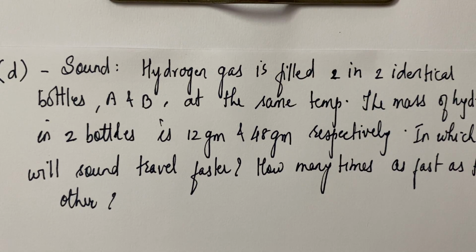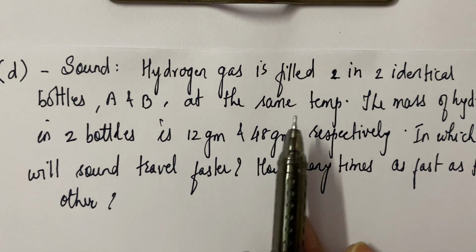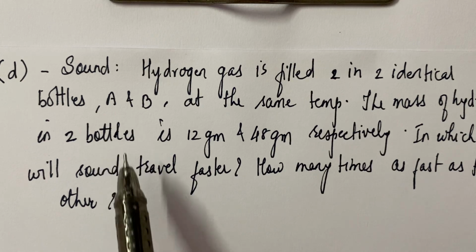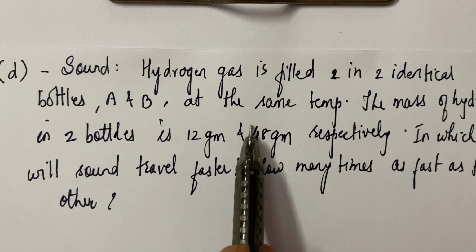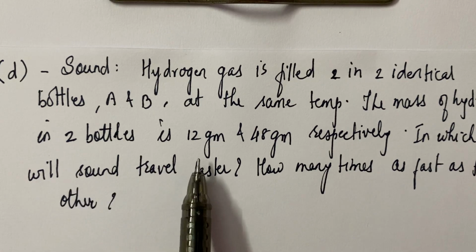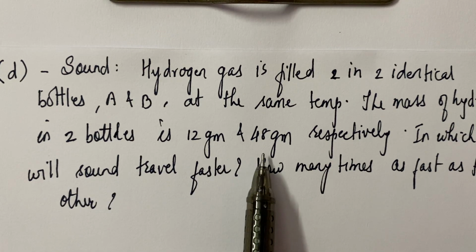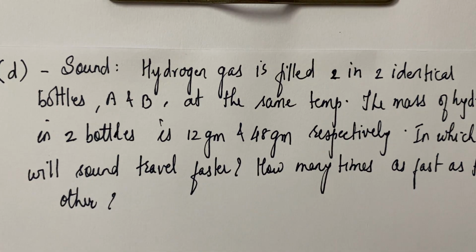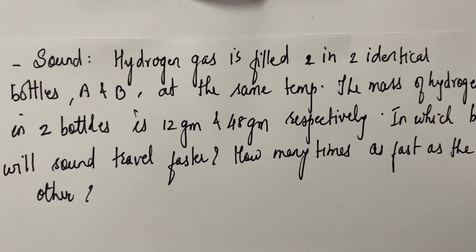Now in this sum of sound, hydrogen gas is filled in two identical bottles at the same temperature. Temperature is the same. Mass of hydrogen in the two bottles is 12 grams and 48 grams. In which bottle sound will travel faster and how many times as fast as the other?